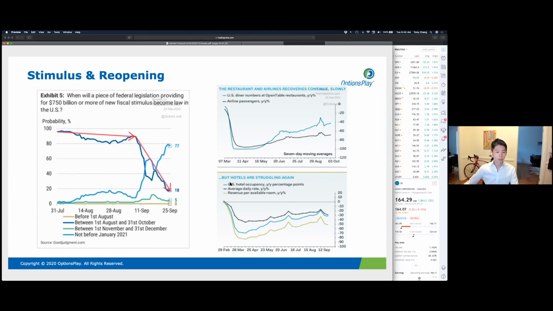That number has now plummeted to just 18% about 3.5 weeks later, almost 4 weeks later rather. So this has been a significant change in investor sentiment, and the number of investors that now believe that this stimulus won't go through until after January is now at 77%.